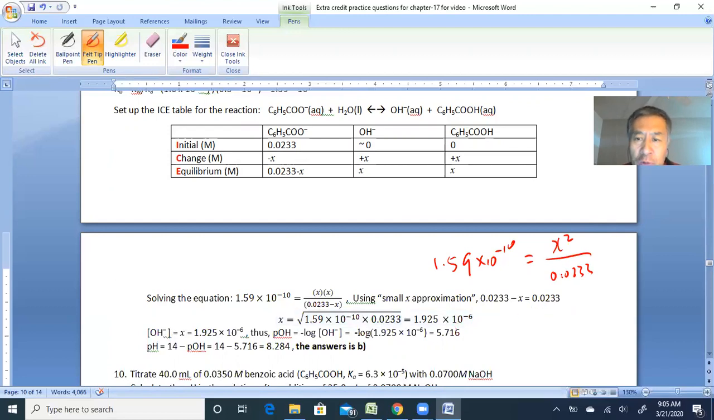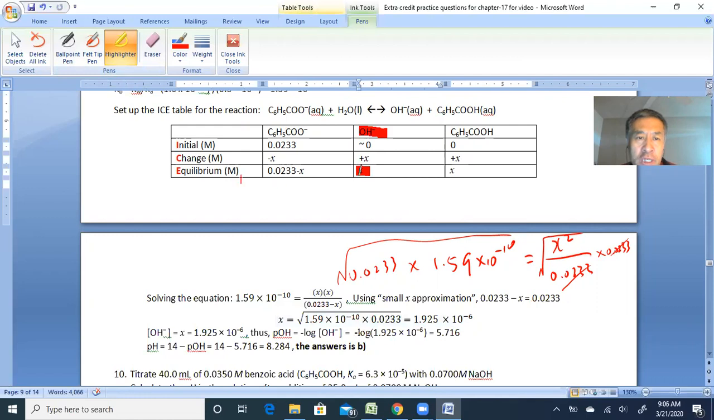Next step, you want to find x, so you multiply by 0.0233 here, and you also multiply 0.0233 on the left. So here it cancels out, and then you take the square root of the left side and the square root of the right side. So therefore you have this equation here. And then you check back into the ICE table, and you can see what x is. So x is here. That means it's for the hydroxide at equilibrium.